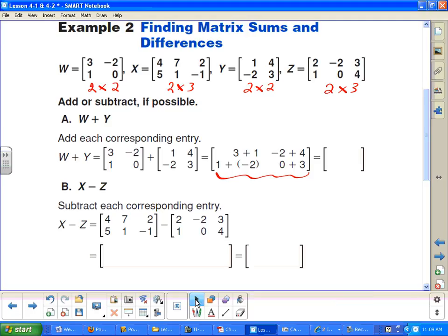So if we add 3 and 1, we get 4. Negative 2 and 4, we get 2. 1 and negative 2 get negative 1. 0 and 3 get 3. So the sum of those two matrices is that matrix. When you add or subtract two matrices together, they have to have the same dimensions to do that. And when you're done, you're going to get a matrix with those same dimensions. When we talk about multiplication, it's a little bit different. But when you're adding and subtracting, same dimensions, you get the same dimensions.